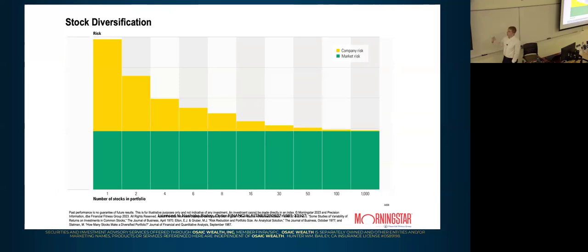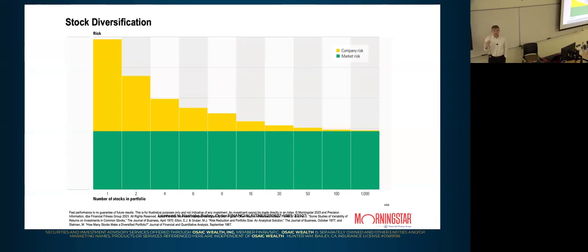If you own one stock, you'll have a certain level of market risk. And no matter where you are, you're going to feel this market risk because as the market moves up and down, stocks are going to move up and down. But if you only have one stock, you're also exposed to what's called company risk.